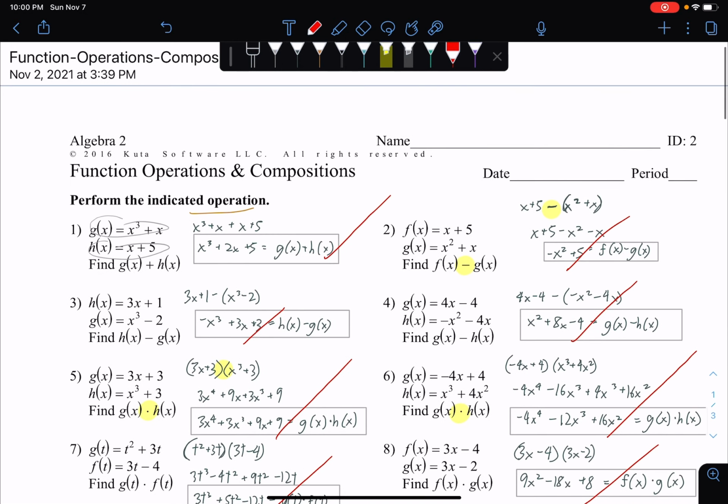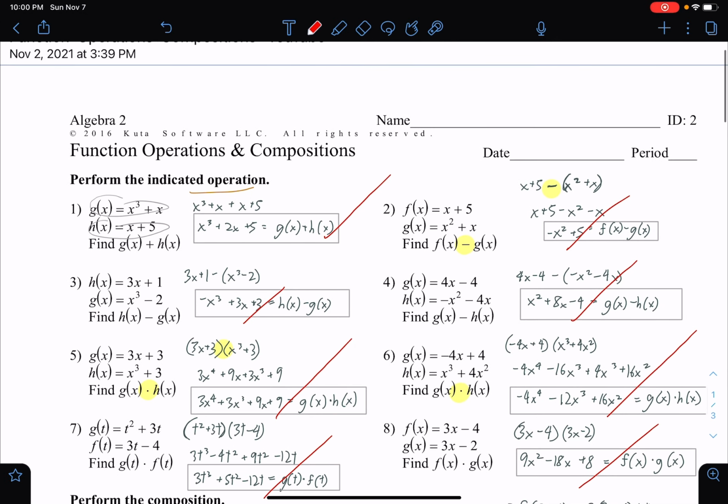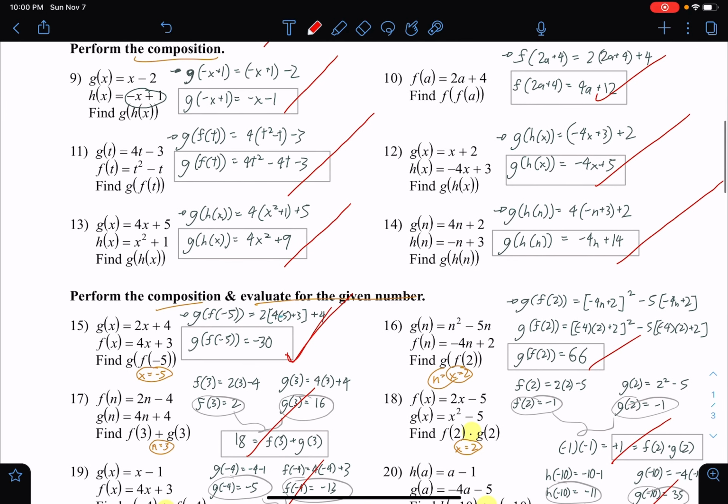So yes, this worksheet is rest assured to be helpful and without error. I hope I was able to help you with the concept of function operations and compositions through answering this worksheet.